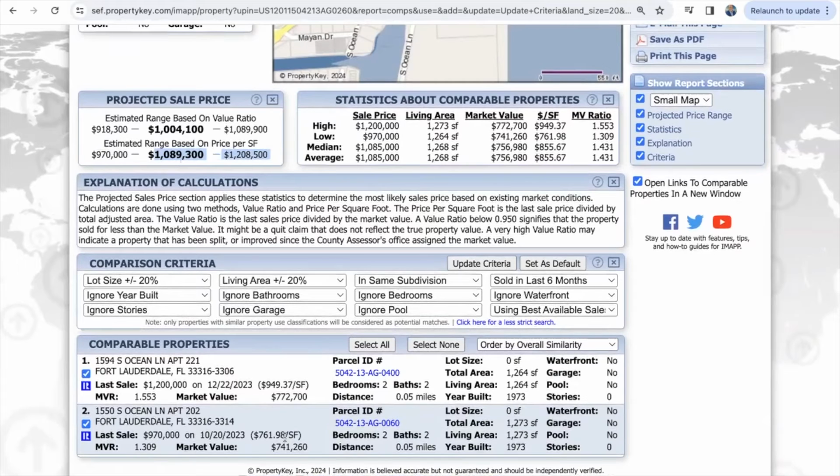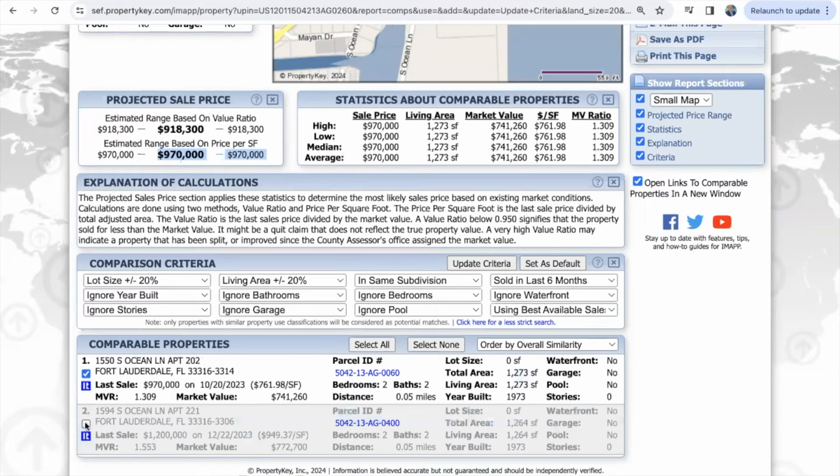So your job as a realtor is you need to figure out why this one sold for so low, or maybe why this one sold for so high. If 761 was a unit that needed some updating or has an inferior view, right? Then you remove it. And then you're looking at $1.2 million. If this one over here, unit 221 at 949 a square foot, has a superior view than the subject property, and it's fully updated, and your subject property is not, then you remove it and you're pretty much looking at 970. All right.